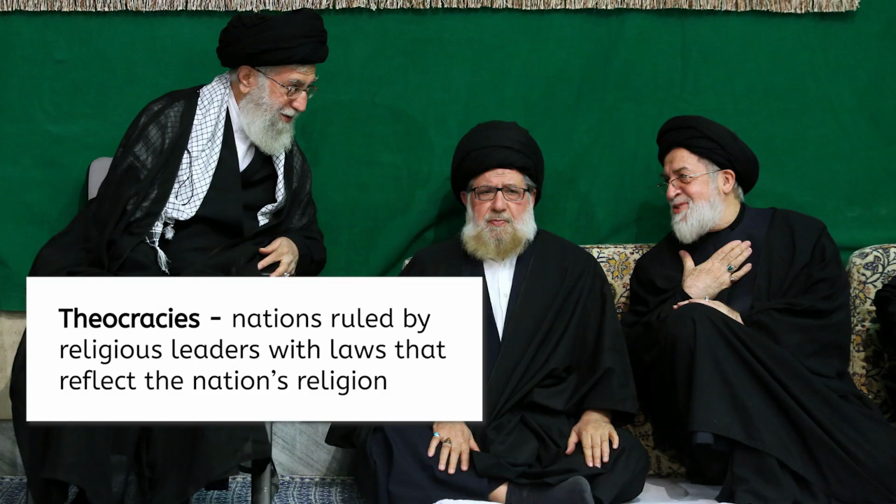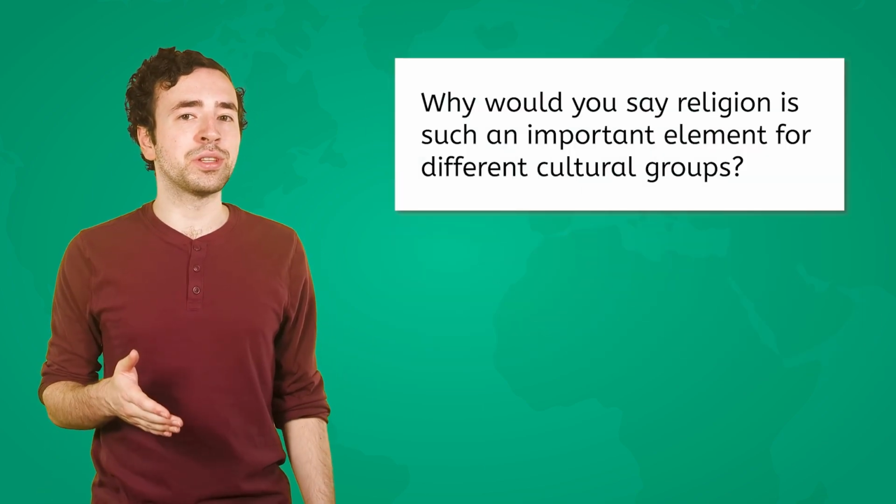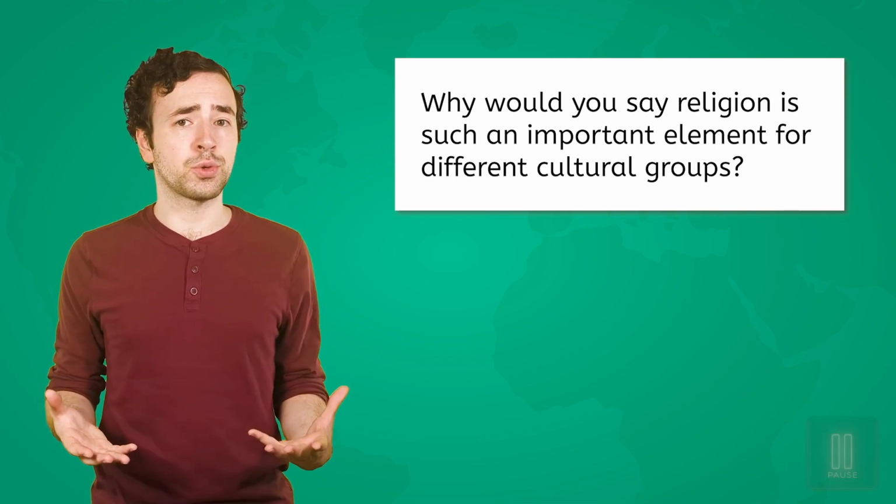And religion can even impact how countries govern themselves. Some countries are theocracies, ruled by religious leaders with laws that reflect the nation's religion. But religion can impact democracies too, especially when the country has a dominant faith. In the Republic of Ireland, divorce was not legalized until the year 1996 because the nation is predominantly Catholic, and the Catholic Church prohibits divorce. So, why would you say religion is such an important element for different cultural groups?